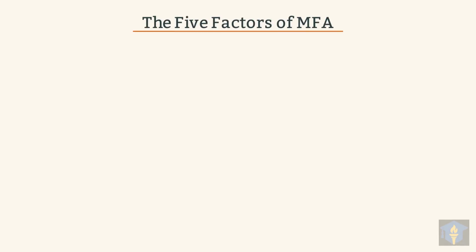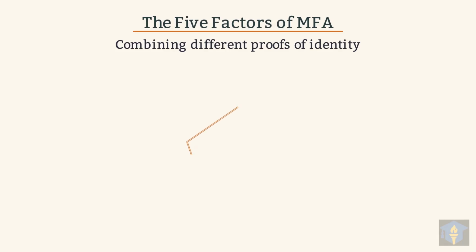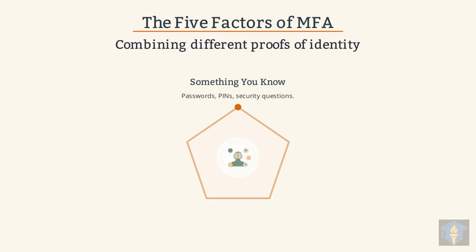Let's explore the 5 fundamental factors that make up multi-factor authentication, enhancing our security posture. MFA works by intelligently combining various proofs of your identity to ensure only authorized access. The first factor is something you know, which is information only you should possess. This includes familiar elements like your passwords, PIN, and answers to security questions.